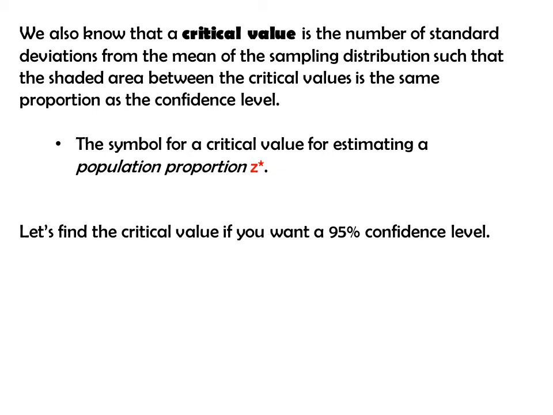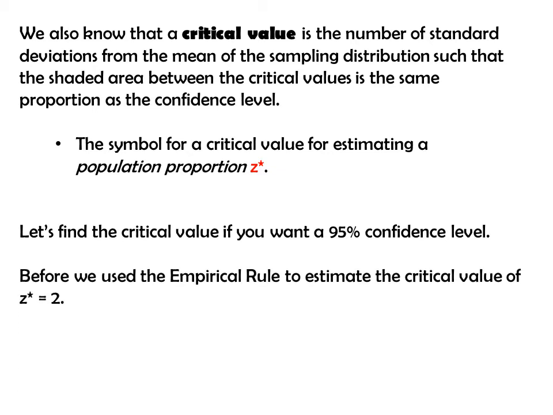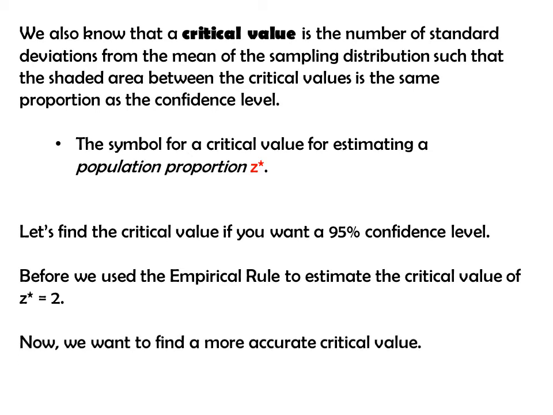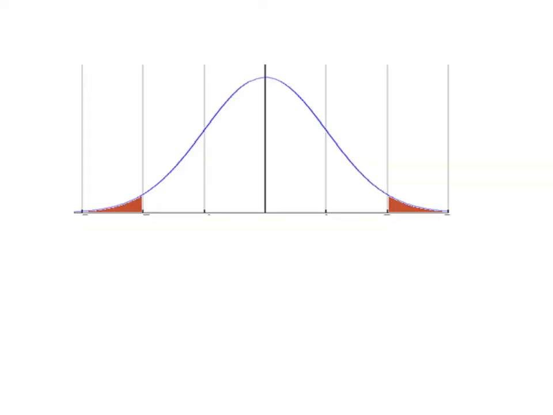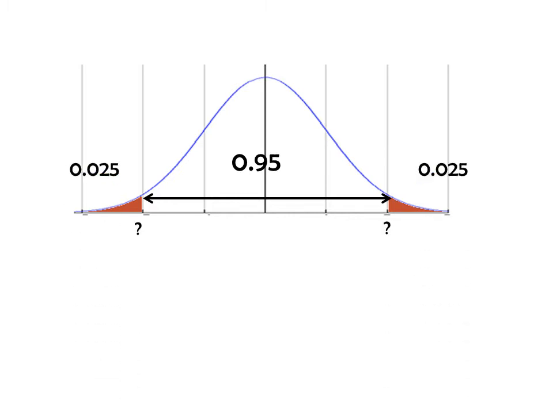Let's find the critical value if you want a 95% confidence level. Before, we used the empirical rule to estimate the critical value of z being 2. Now we want to find a more accurate critical value. Since we're looking for a 95% confidence level, imagine the 95% is shaded between the two critical values. That means that there's 5% left over. Since it's symmetric, we know that each side of the 95% has an equal area, so that means on either side is 0.025.